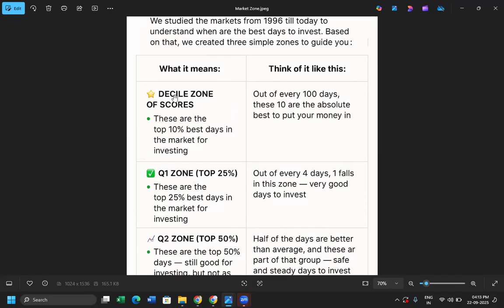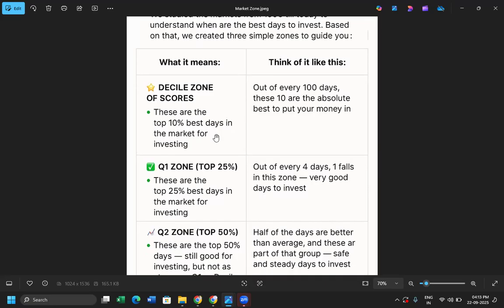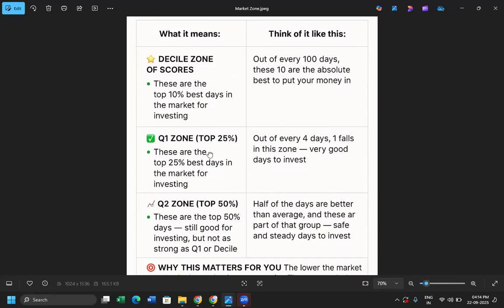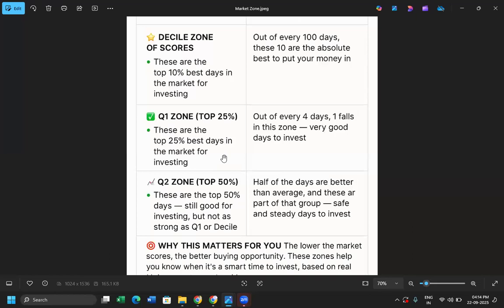Now, what does decile mean? Decile means that within accumulation also, these are the top 10% best days to accumulate in the market. That is represented by the decile zone. After the decile zone comes the Q1 zone. That means these are the top 25% best days in the market to accumulate. Within accumulation, it is the Q1 zone. So that was the beauty.